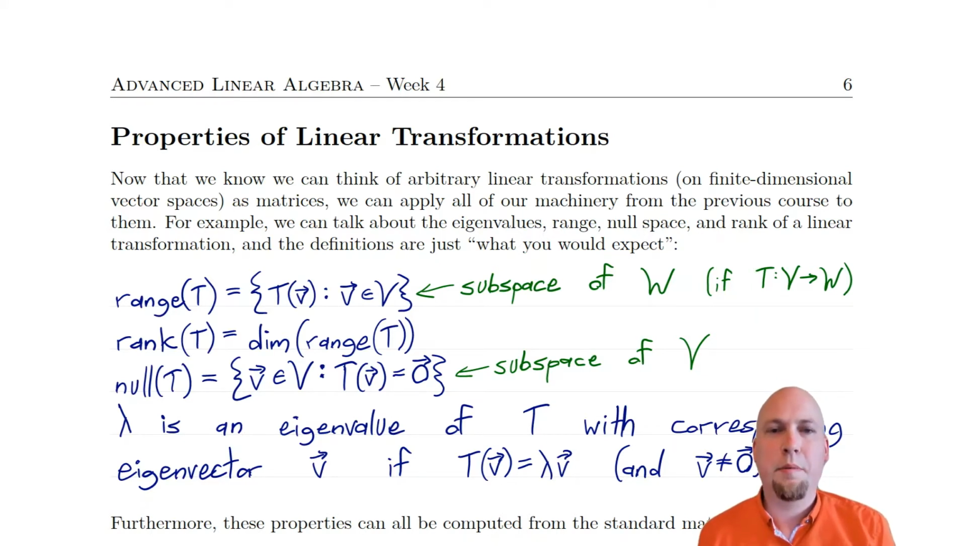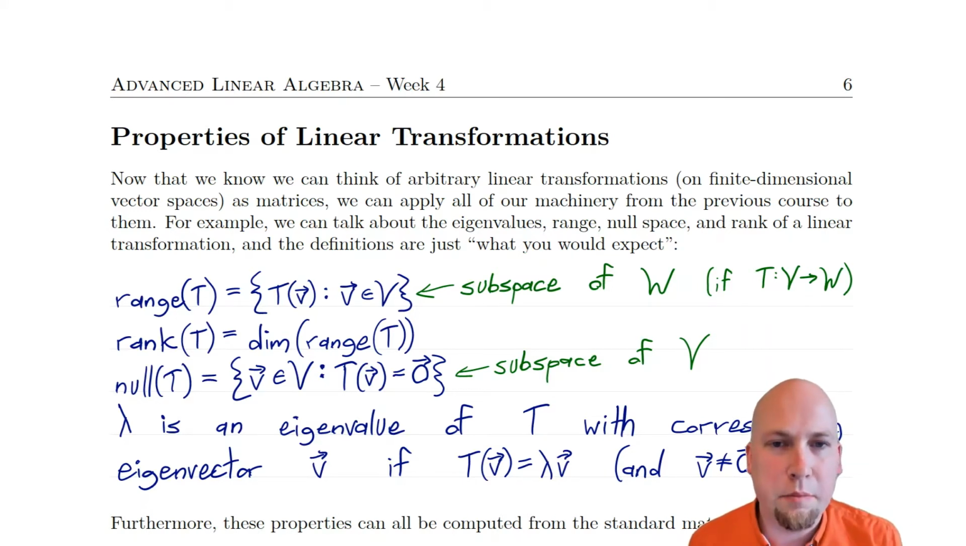Today we're going to talk about properties of linear transformations. So the idea is we're going to think back to all of the properties of matrices that we learned about back in introductory linear algebra, and we're going to see how we can generalize them so that they apply now to arbitrary linear transformations. Okay, and we're going to focus in particular on the range, rank, and eigenvalues and eigenvectors of matrices and linear transformations now.